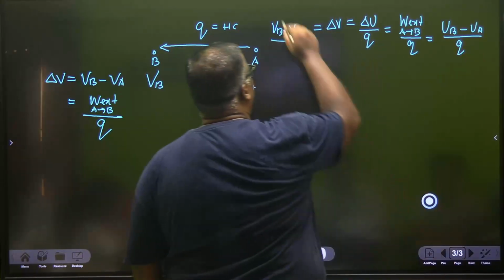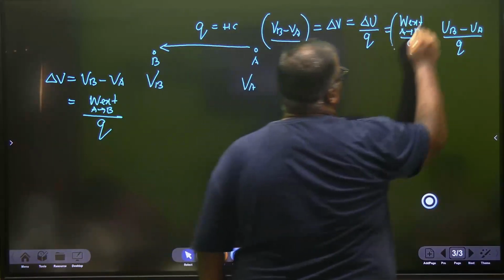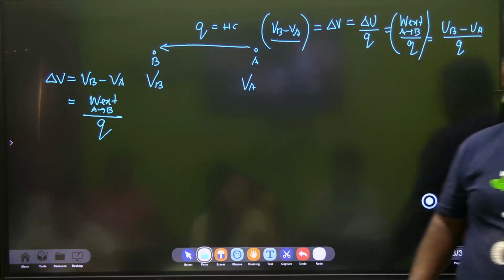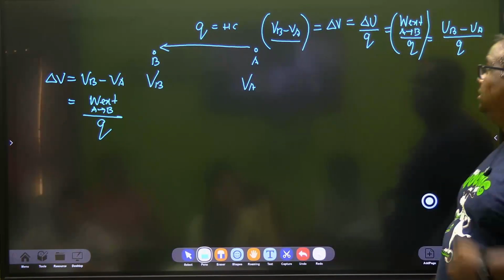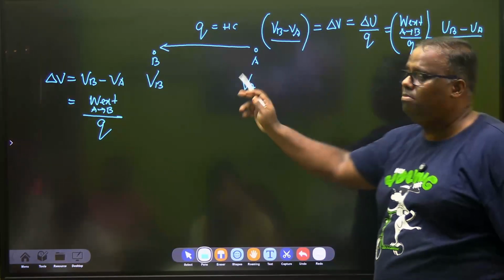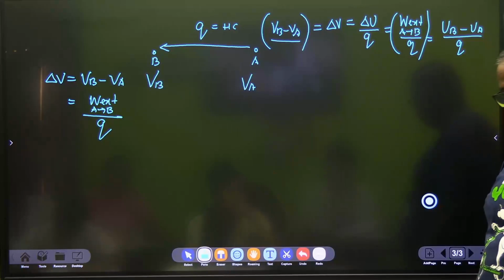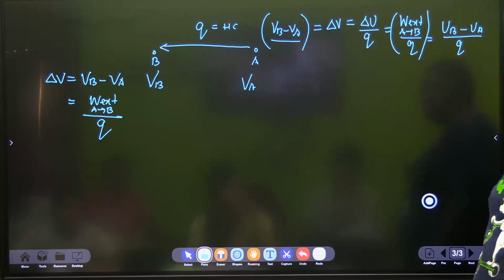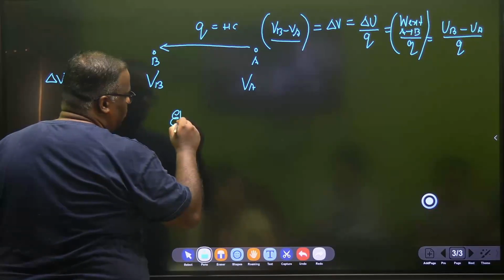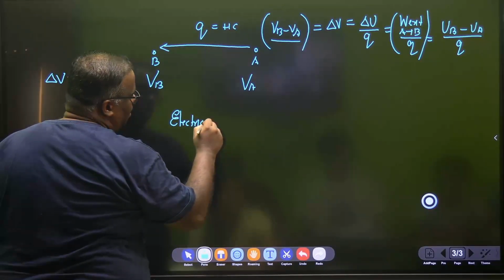In your grade 10, they marry this with this. But these are also correct. Potential energy difference between 2 points is said to be the work done per unit charge in moving a body from A to B. Clear? Right? Okay. So you understand what is electrical PD.